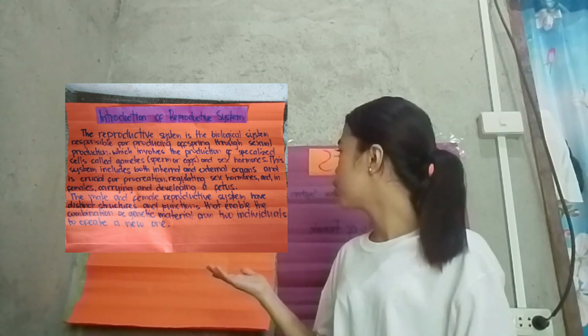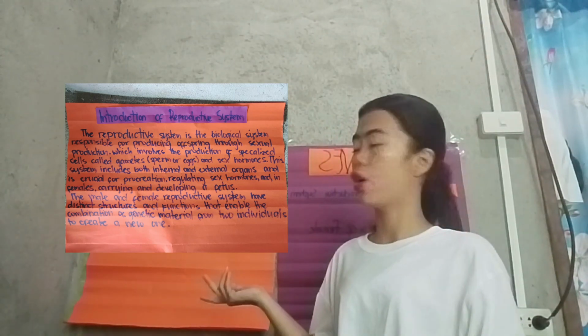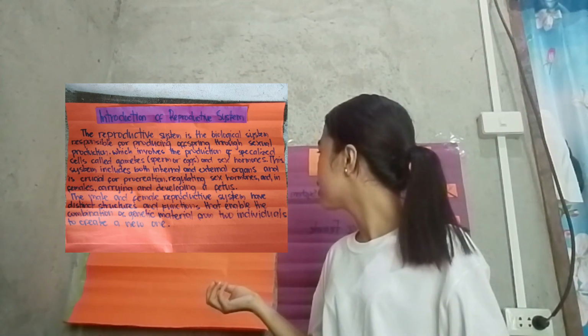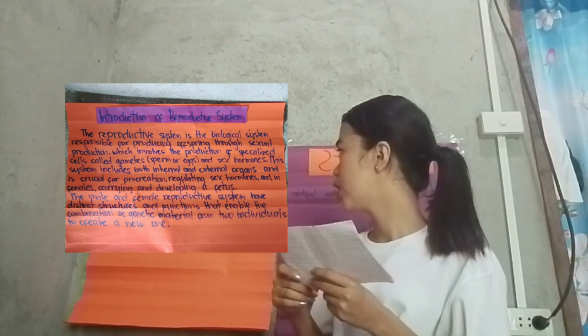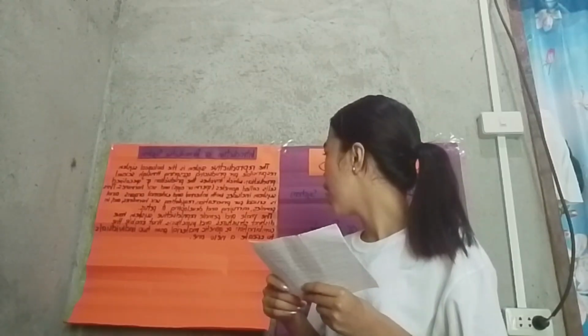This system includes both internal and external organs and is crucial for procreation, regulating sex hormones, and in females, carrying and developing a fetus. So, reproductive system rin daw ay bahagi rin ito, ang nagdadala at nag-aalaga ng sanggol sa sinapupunan ng babae.